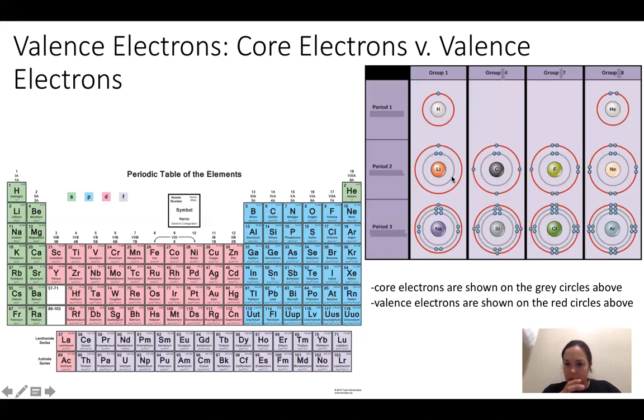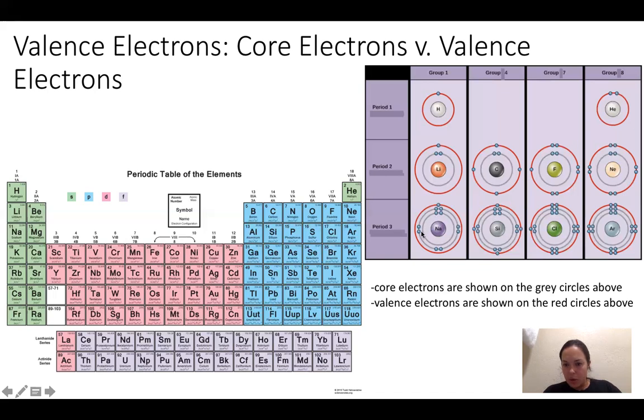The innermost one holds the core electrons, and we know it can only be 2, okay? And then the second shell, for the elements in period 2, the second row, is the valence shell, okay? And then when we go down to period 3, the third row, now it has 3 shells that can hold electrons. And so the first 2 shells are holding all the core electrons.